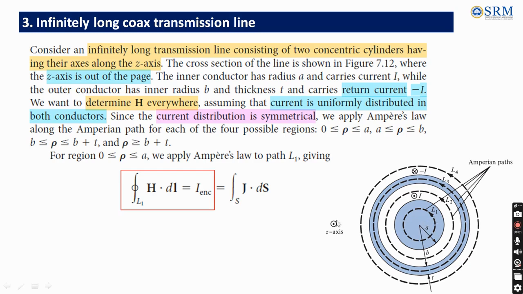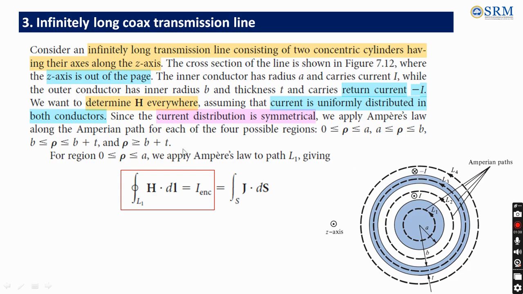Here this coaxial transmission line, you can think of as two concentric cylinders. Both the axes are along Z, and this Z axis is coming out, so it is out of the page. Here we are seeing just a cross section of it, and we are going to determine the magnetic field everywhere. The current is uniformly distributed in both the conductors. The inner conductor carries a current I that is coming out of the page, whereas the outer conductor carries the return current minus I, which is flowing inwards.